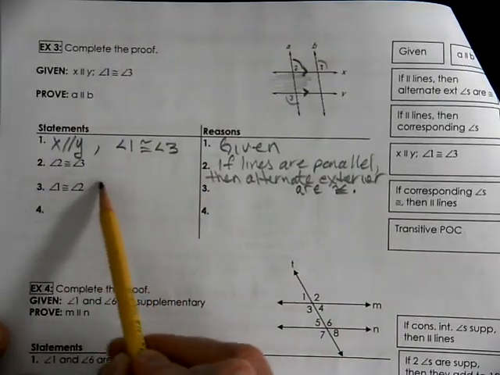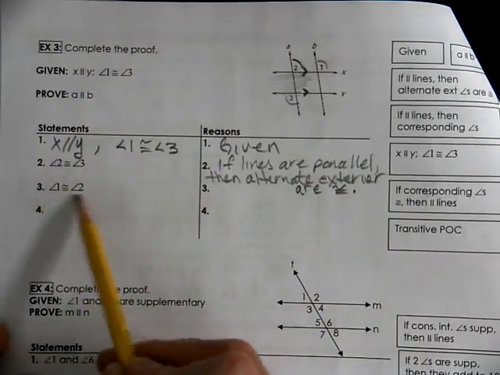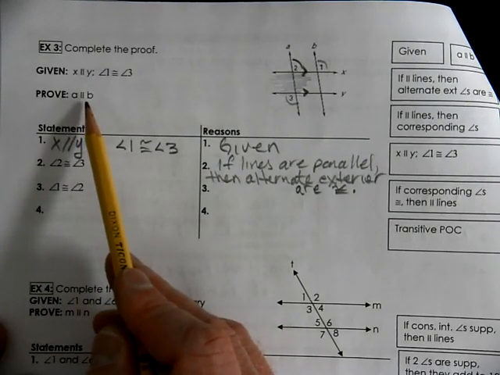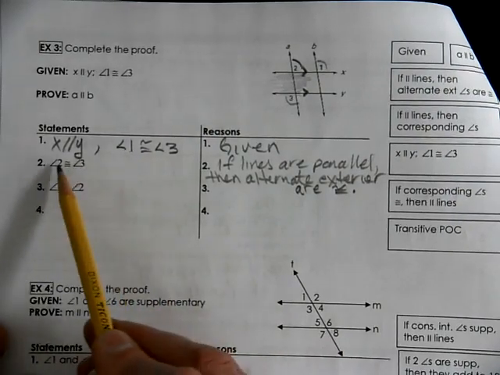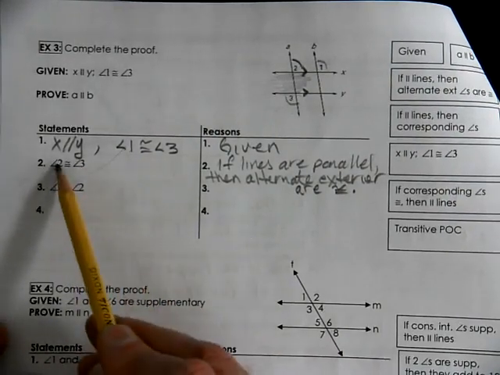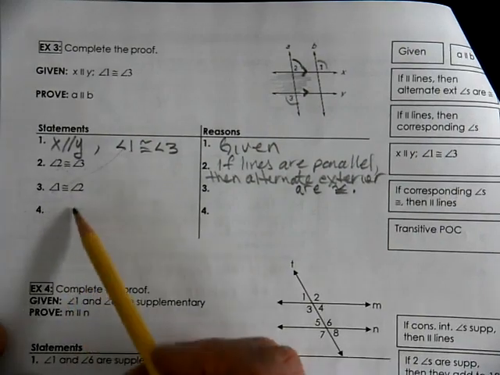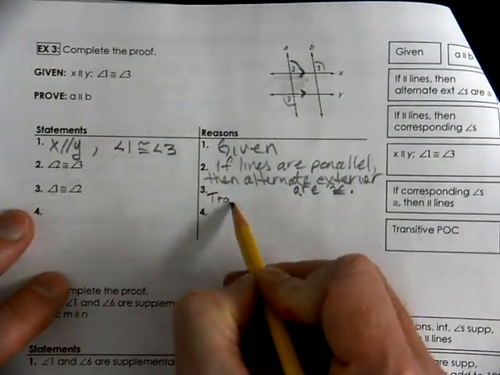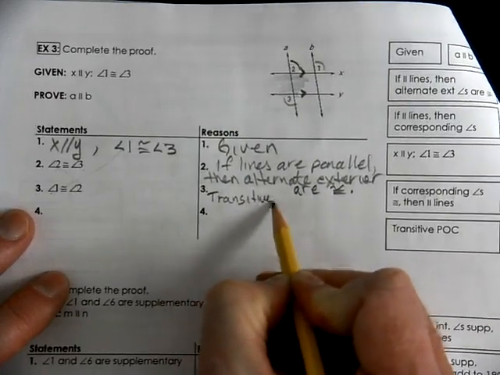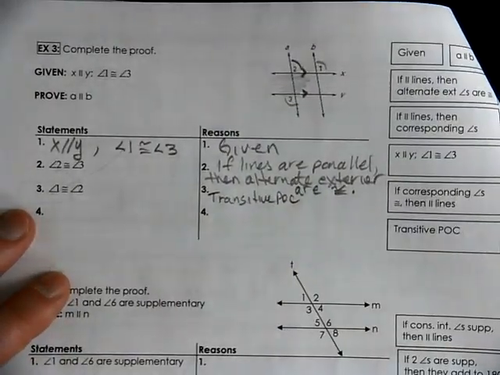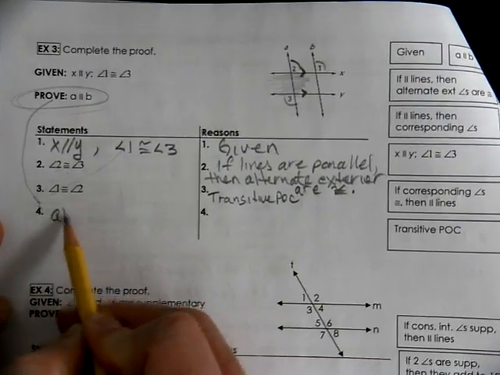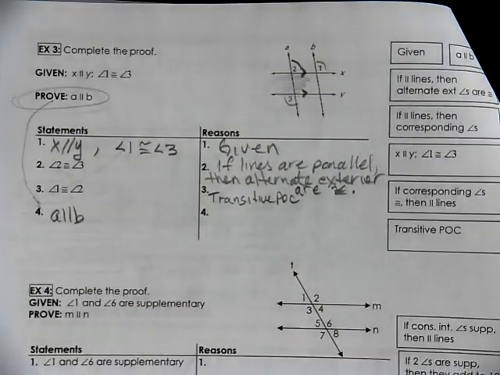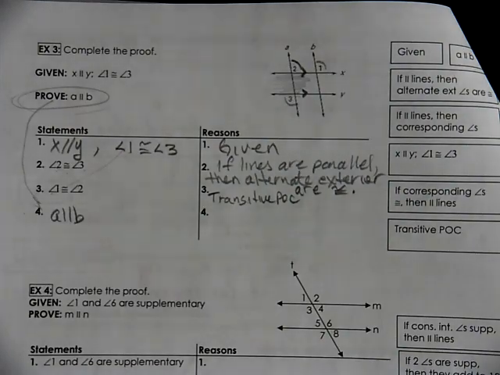Now it asks us to look at angles 1 and 2. That's where it's going to help us show that the lines are parallel. If 3 is congruent to 1 and 3 is congruent to 2, then 1 is congruent to 2. That's the transitive property of congruence. And what you're trying to prove is always what you put last. Always what you put last is what you're trying to prove.